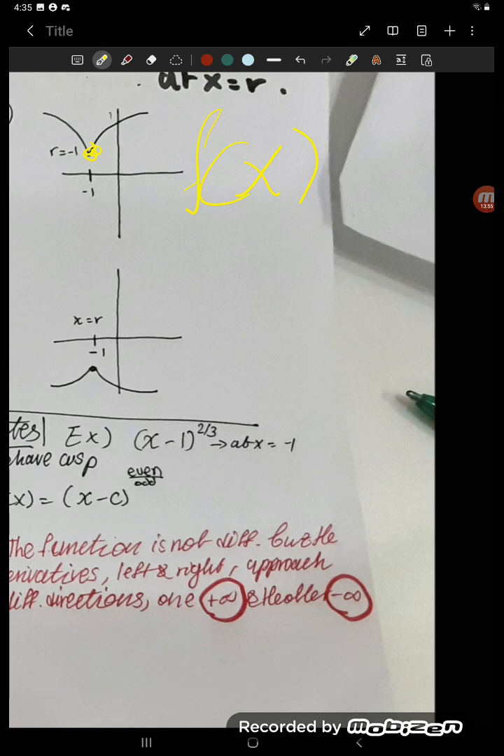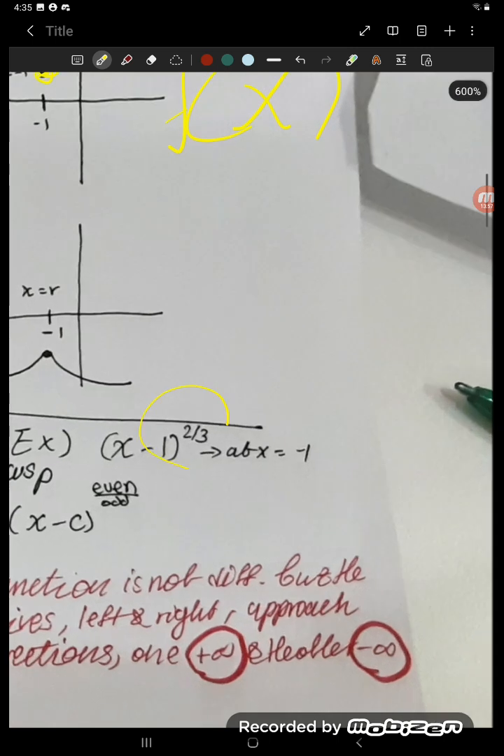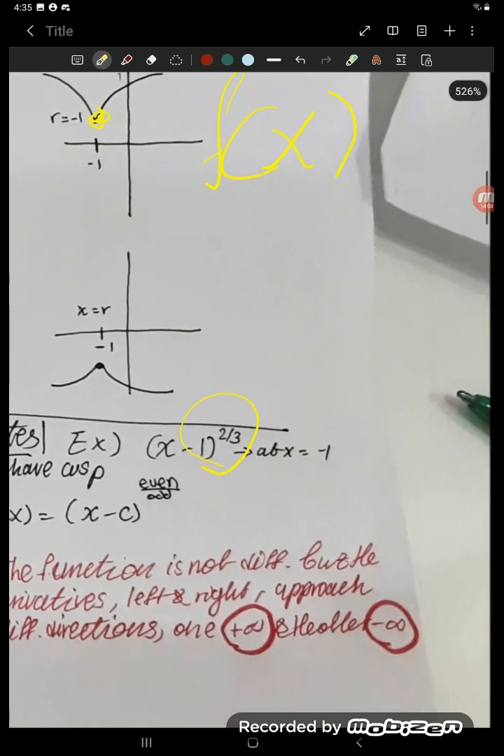It's not differentiable because we got a cusp, and the rule says even over odd, we have a cusp, so the function is not differentiable at that point. It might actually ask you, the left and right, what do they approach? That's also a very reasonable question, but don't fear it, it's pretty easy. You just plug in some numbers on each side, and you're going to realize that at that point it approaches negative infinity or positive infinity.